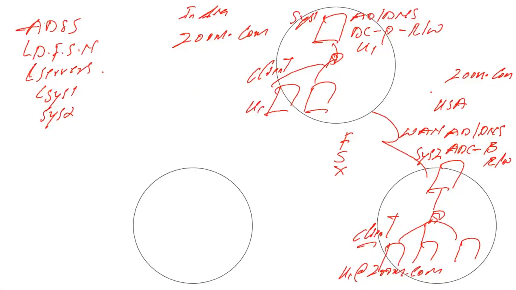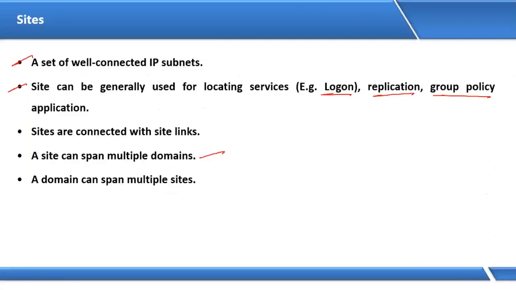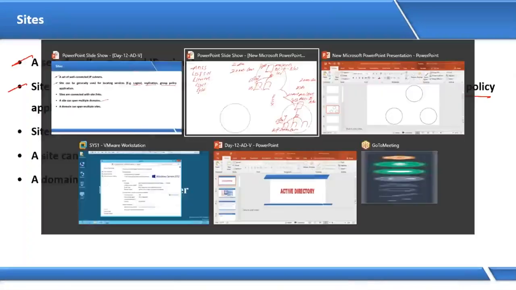But now tell me how many sites we have? Two sites. So we can take the help of this method and keep one domain in two sites. We can create one domain in two sites. That's why you can see the last line written: a domain can span multiple sites. But the method is what? DC and ADC we have to configure. So this is called the single domain concept.